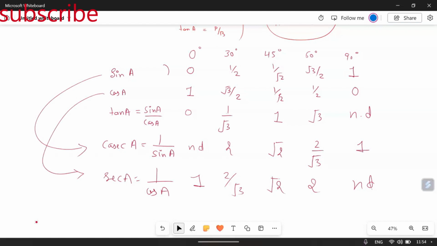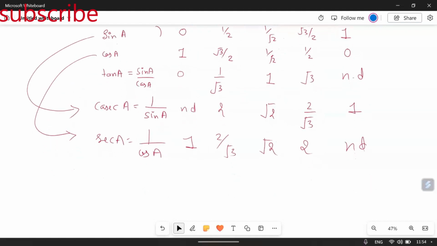Now you understand the last concept, that is your cot A. So cot A will be 1 upon tan A, and that will be 0. So anything you can write down 0 upon 1, right? So 1 upon 0 is not defined.